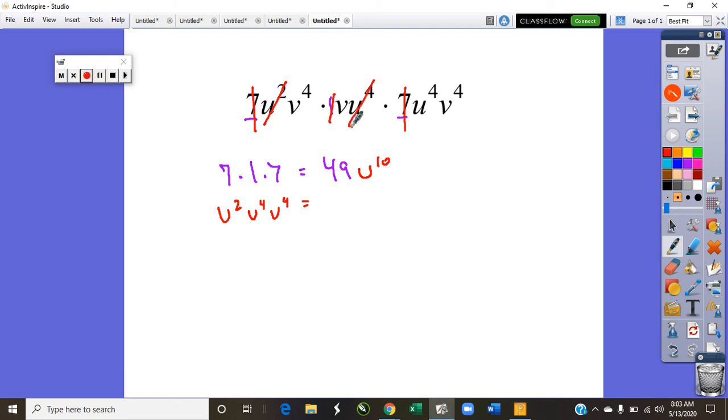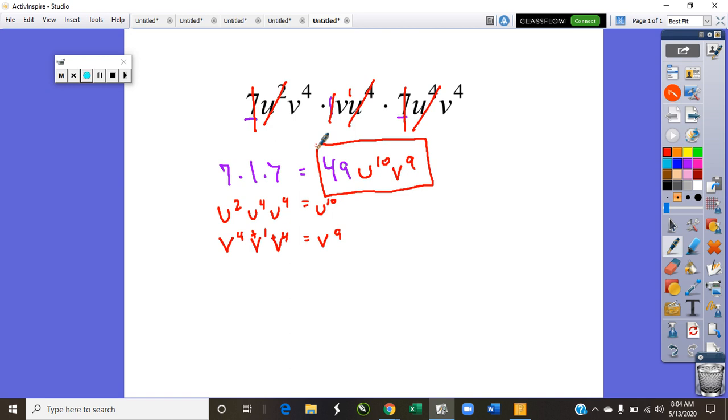Now, I dealt with the coefficients and the u's. What I have left is a v to the fourth, and just a v by itself, which means my exponent is a what? A 1. And then I have another v to the fourth. When I put this together, I have v, and I'm going to add exponents because the bases are the same. So 4 plus 1 would give me 5, plus 4 is 9. So this final answer would be 49 u to the 10th, v to the 9th. This is what I would get when I multiplied these monomials.